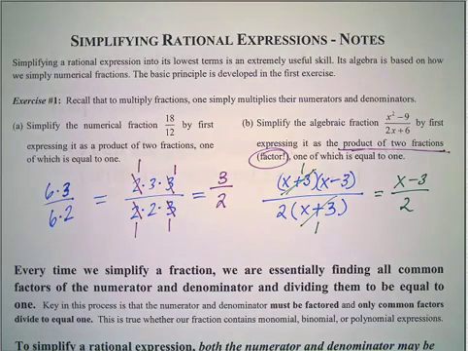So every time we simplify a fraction, we are essentially finding all common factors of the numerator and denominator and dividing them to be equal to 1. Key in this process is that the numerator and denominator must be factored, and only common factors divide to 1. This is true whether our fraction contains a monomial, a binomial, or polynomial expressions. So go ahead and highlight the bolded part in that paragraph, and let's look at exercise 2.